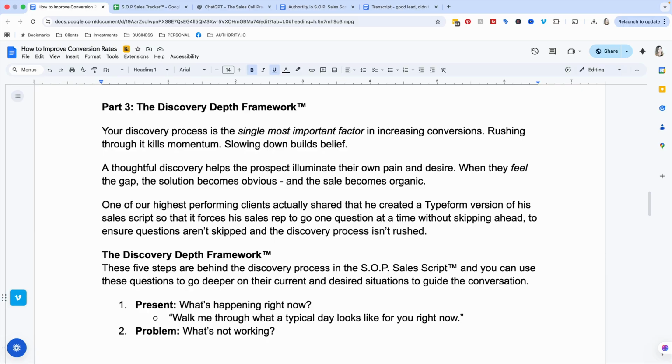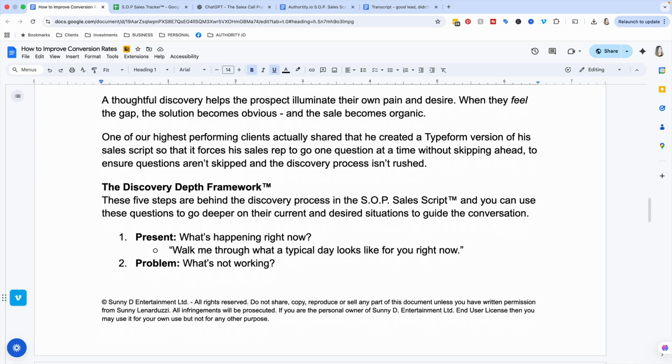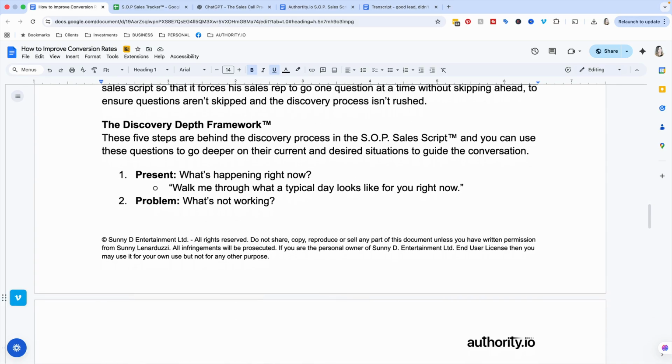One of our highest performing clients actually shared that this is an interesting tactic. So take it or leave it, but he actually shared that and he scaled to well past $100,000 months with his offer, he created a Typeform version of his sales script so that it forced his sales rep to go one question at a time without skipping ahead to ensure questions aren't skipped and the discovery process isn't rushed. So that's one way to look at this. And that also really illustrates to you why this discovery process is so important.